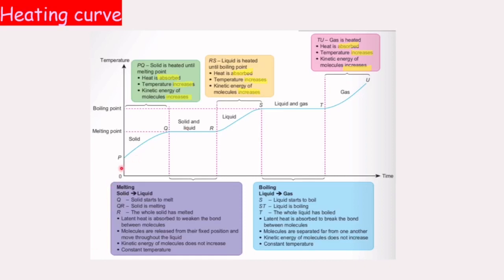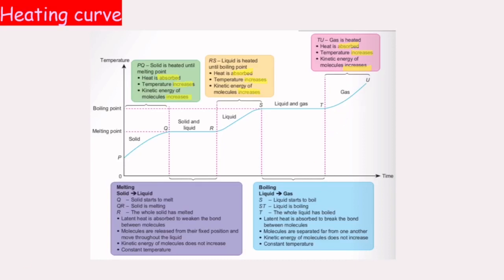From PQ is a solid. When it comes to QR, the solid undergoes the melting process, but it has not yet become liquid. When we come to RS, the solid has already become liquid. And during ST, it undergoes the boiling process. And finally, coming to TU, the liquid, during boiling, changes to gas.